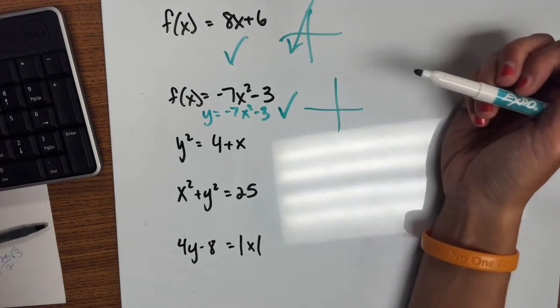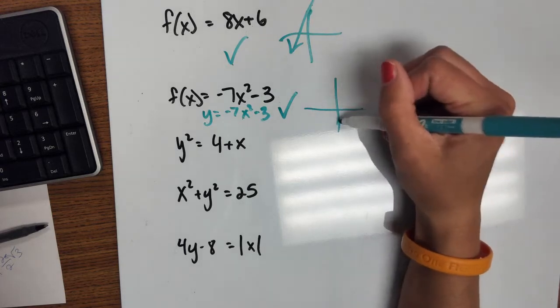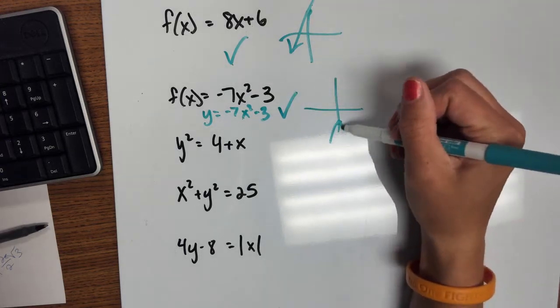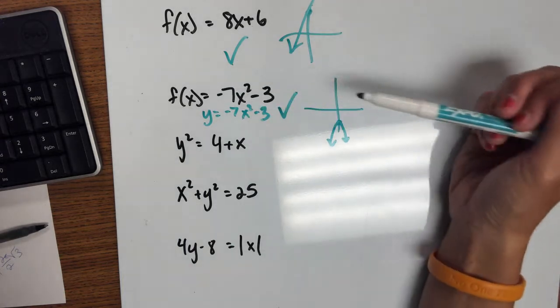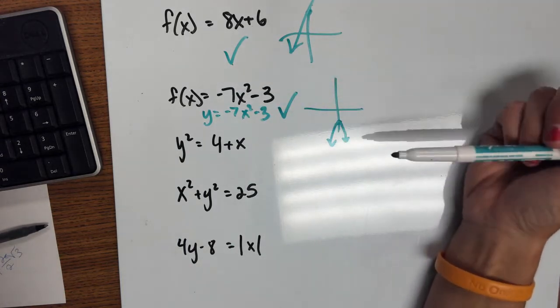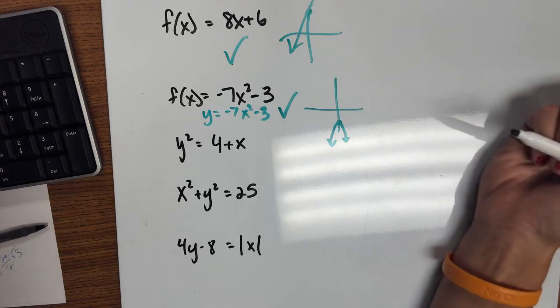So x squared is going to be a parabola, down 3, and then it's flipped upside down. So, you know, the translations don't really matter. It's the general shape of the parent function that you have to think about. So that's a parabola, passes the vertical line test, it's a function.